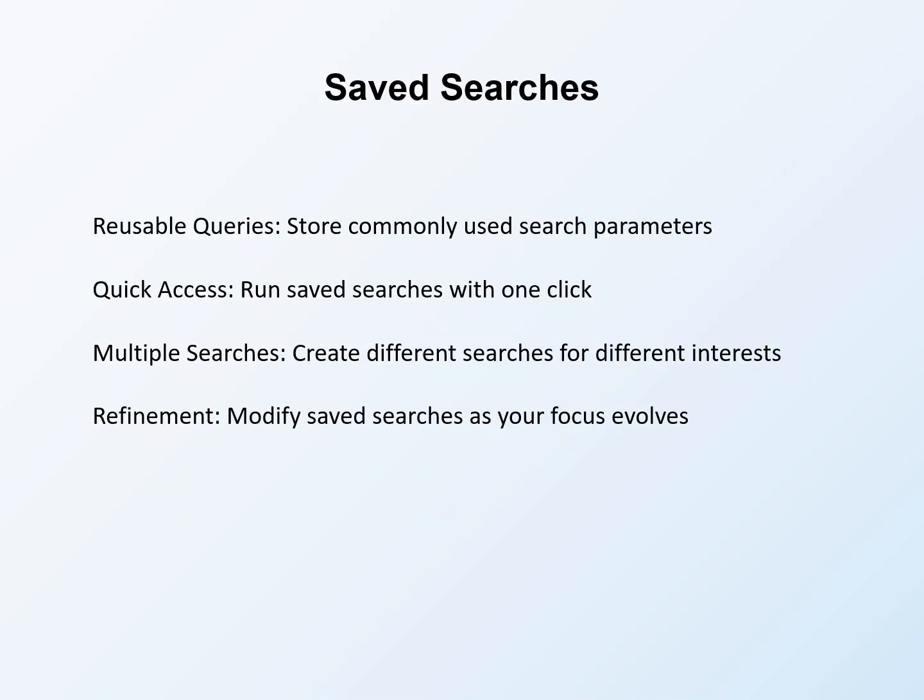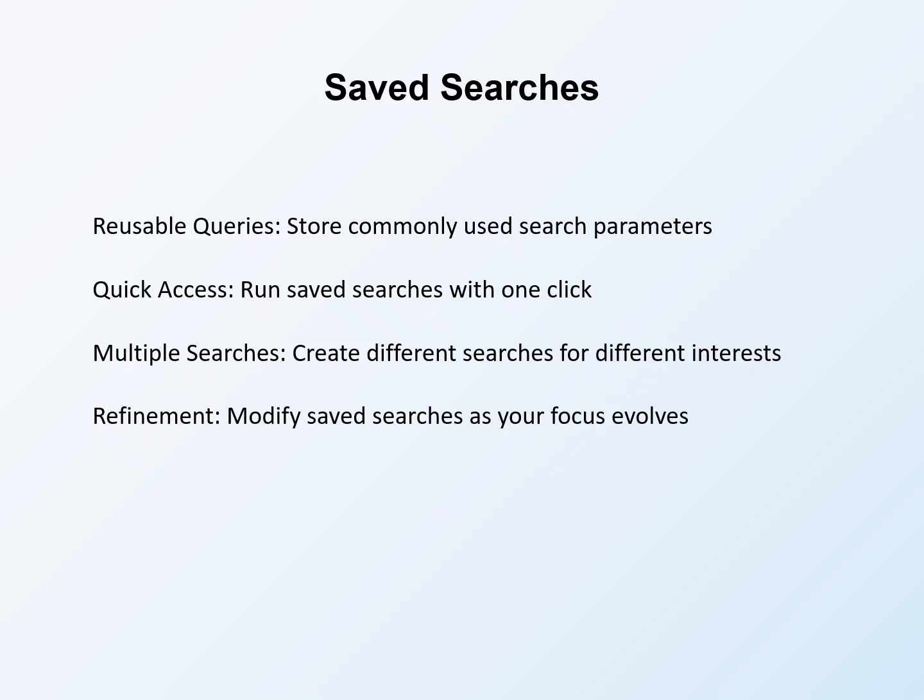Saved searches complement alerts by storing search parameters for repeated use. Reusable queries save time when you regularly search for similar opportunities. Rather than re-entering the same filters each time, you save your search parameters once and reuse them. This efficiency adds up when you search frequently or have complex filter combinations.